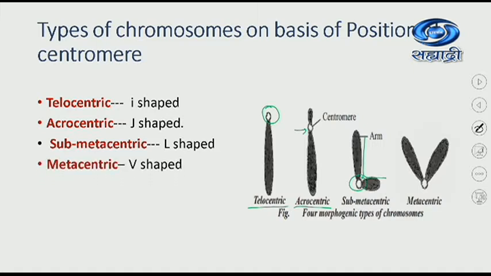Whereas the fourth type is metacentric. The centromere is at the exact center. The two arms are equal and it appears V-shaped. Thus, this is metacentric. So, the four types of chromosomes on the basis of position of centromere are telocentric, I-shaped, centromere at the end; acrocentric, J-shaped, centromere towards the end; submetacentric, L-shaped, centromere towards the center; metacentric, V-shaped, centromere at the center. Diagrams can be asked, match the pairs, MCQs, one line. So please draw this and practice it.